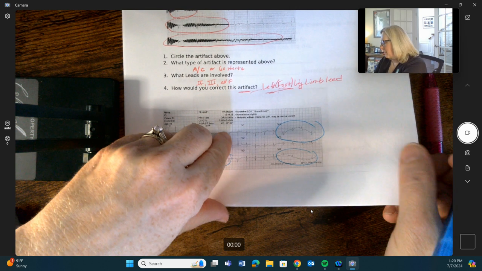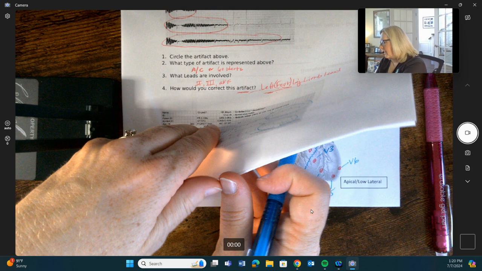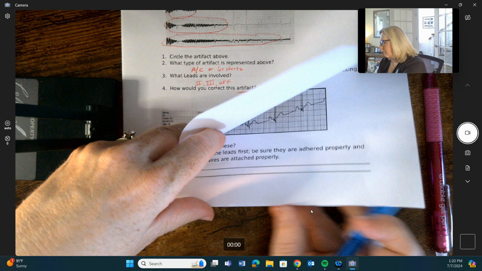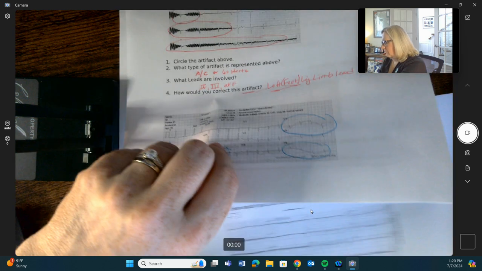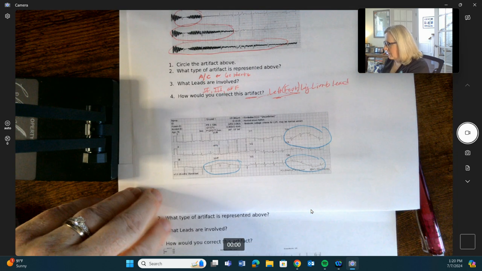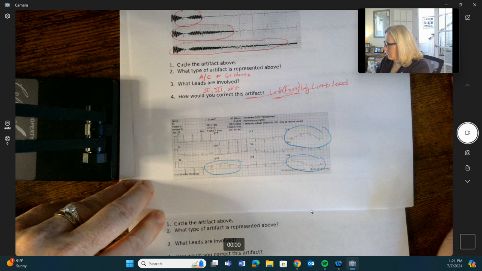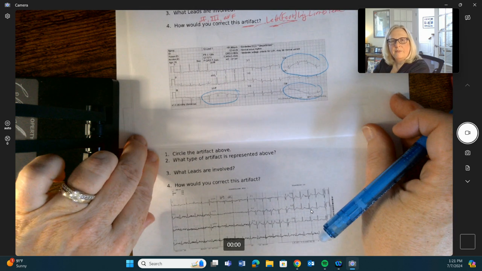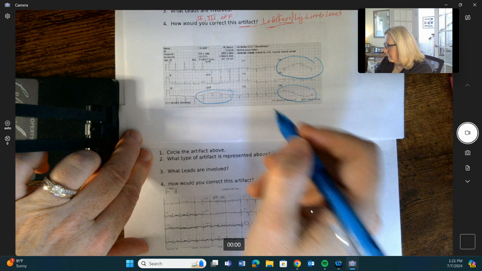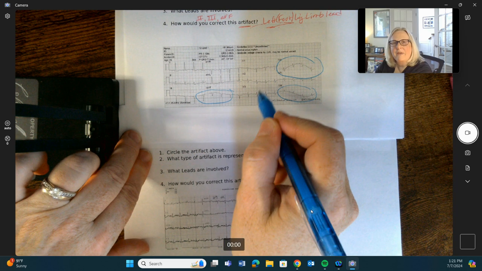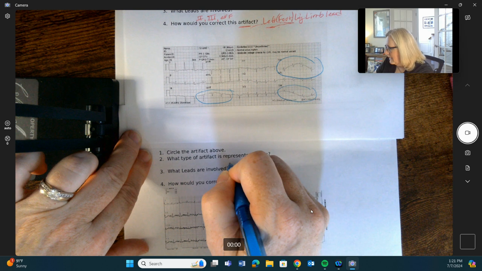Let me get my other paper where I actually write the notes down. So they were all on the same page here. You had to circle all that stuff, but then to write your notes is on the next page. All right, so what type of artifact? If it's going up and down and wavy like this, it's called wandering baseline.